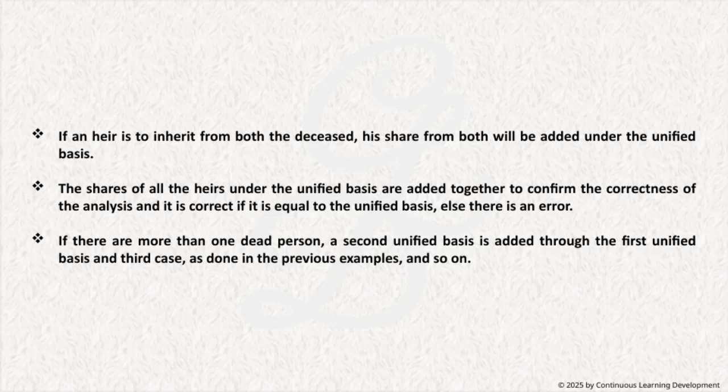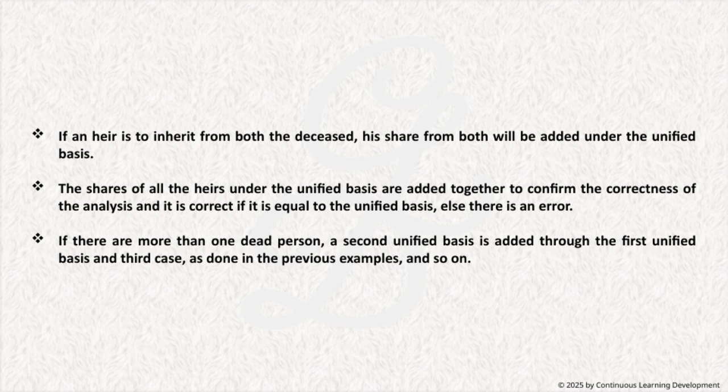Now, let's look at how inheritance works when an heir is set to inherit from more than one deceased person. In such cases, the shares from each deceased are combined into what we call a unified basis. This means that the heir's total inheritance is the sum of their shares from each deceased, all calculated under this single, combined framework. Next, to make sure our calculations are accurate, we add together the shares of all the heirs under this unified basis. If this total matches the unified basis itself, then our analysis is correct. But if it doesn't, that indicates there's an error somewhere in the process, and we need to review our calculations.